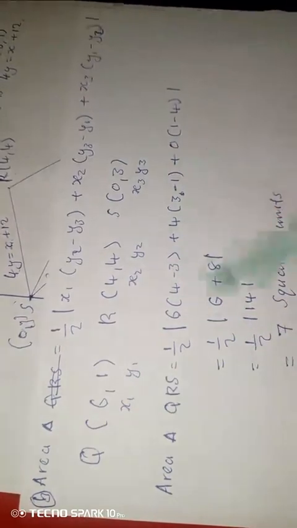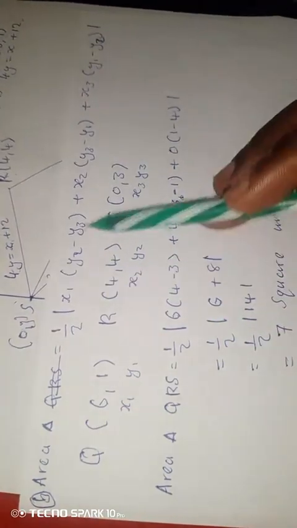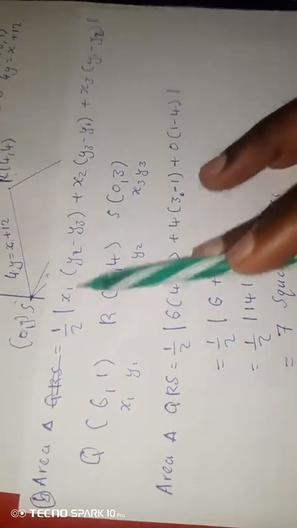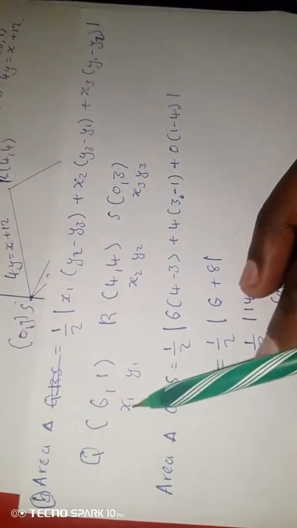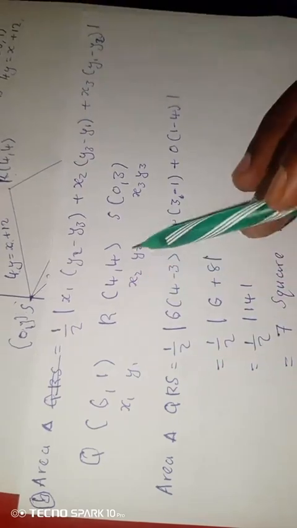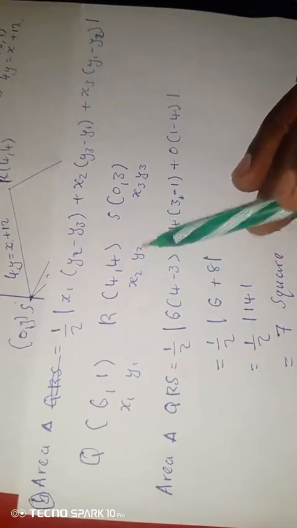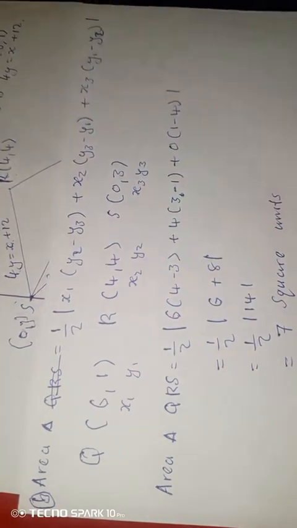So we use this formula here. These are our coordinates here. We'll be just plugging the values there. We use this formula. So this is our x1, y1, x2, y2, x3, y3.